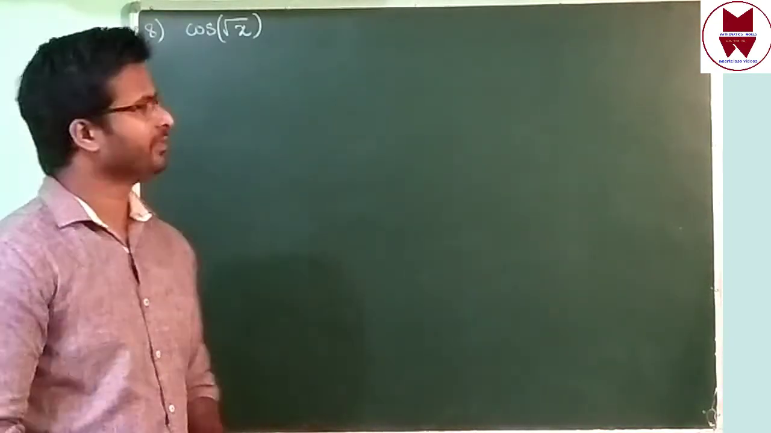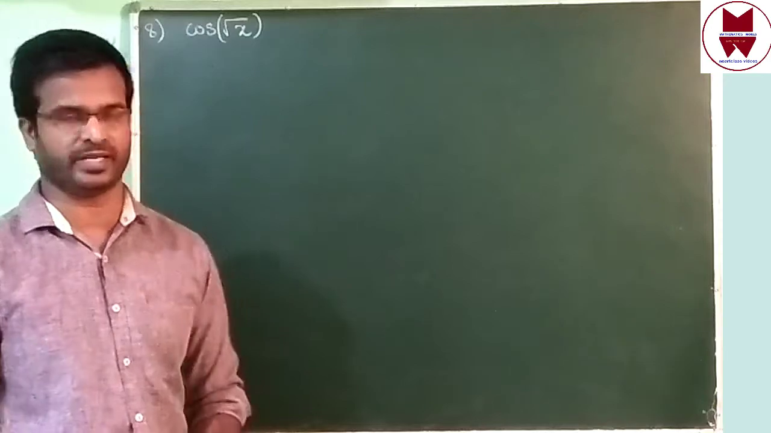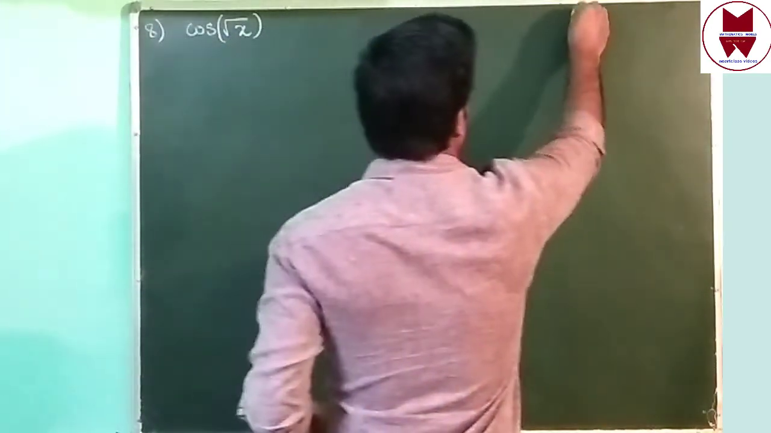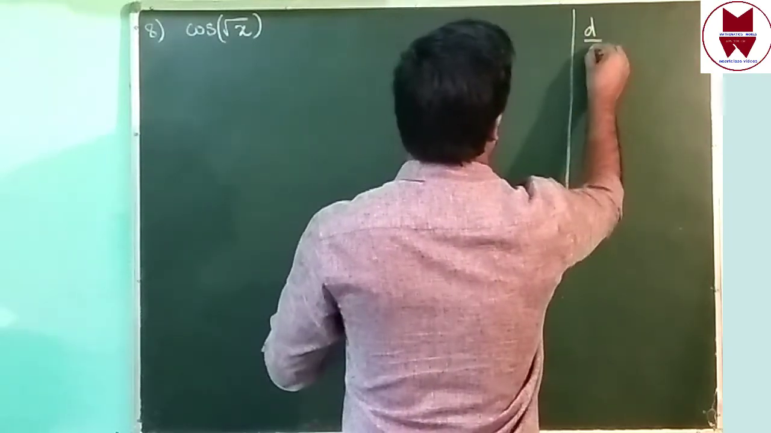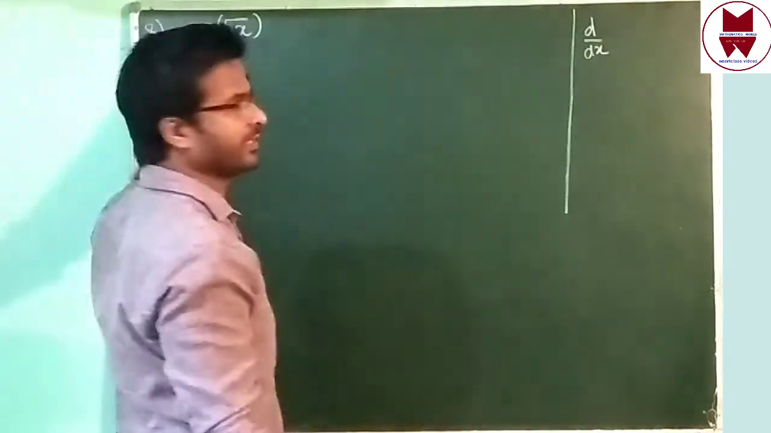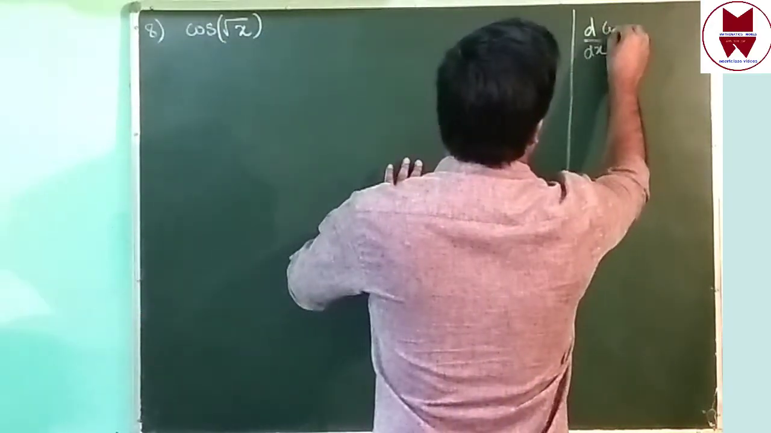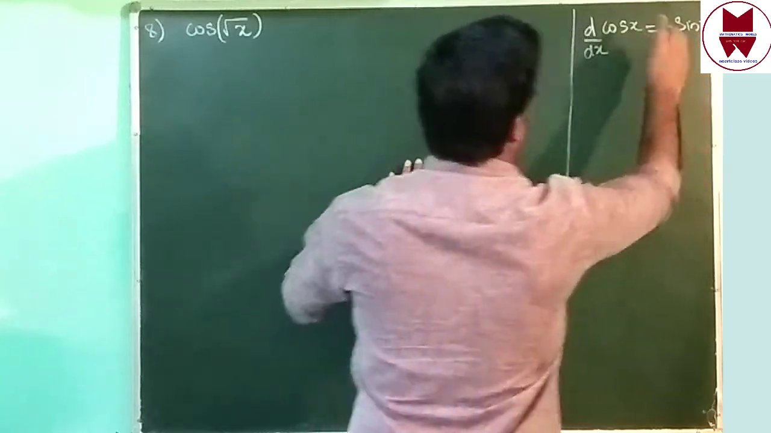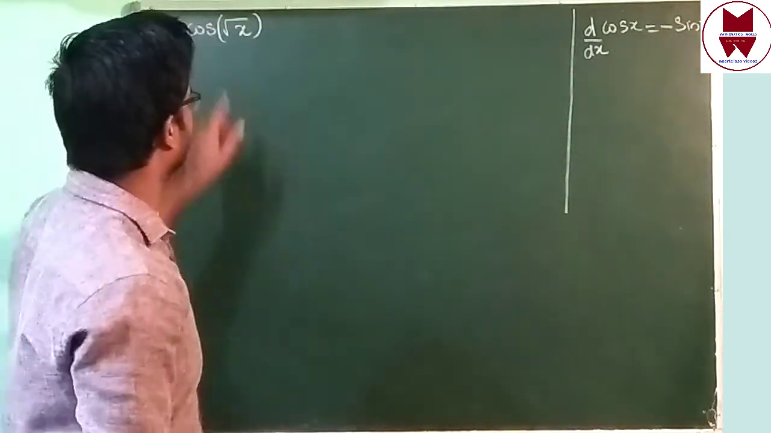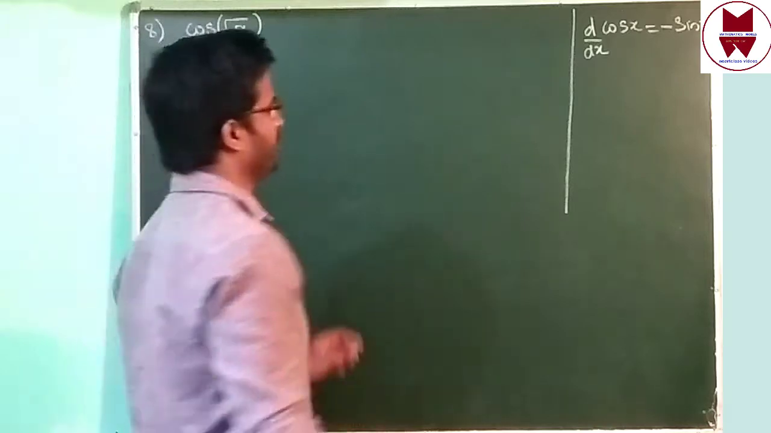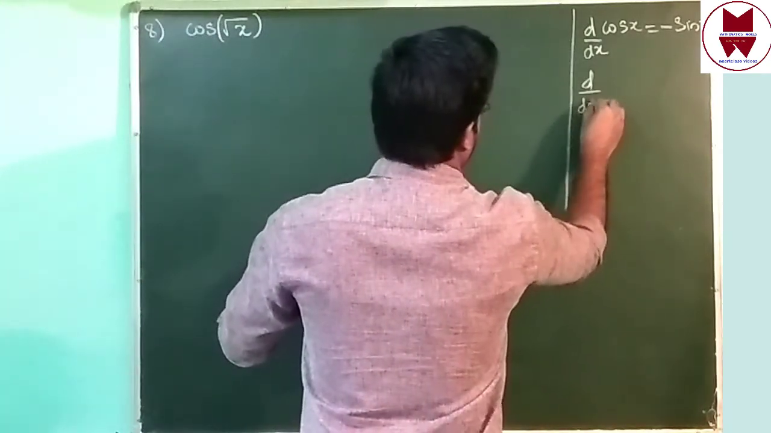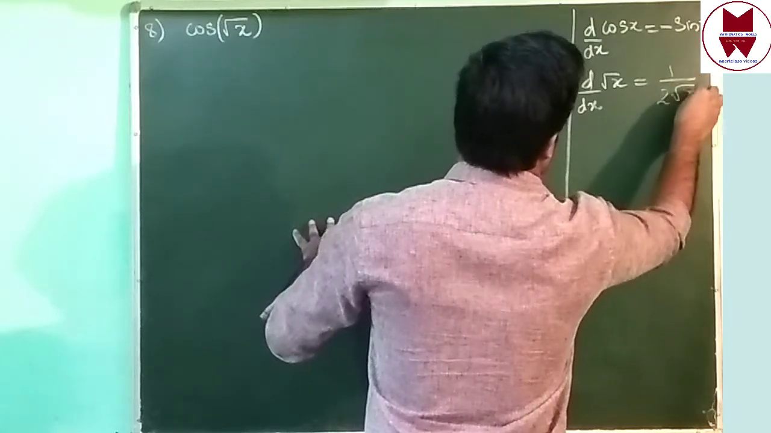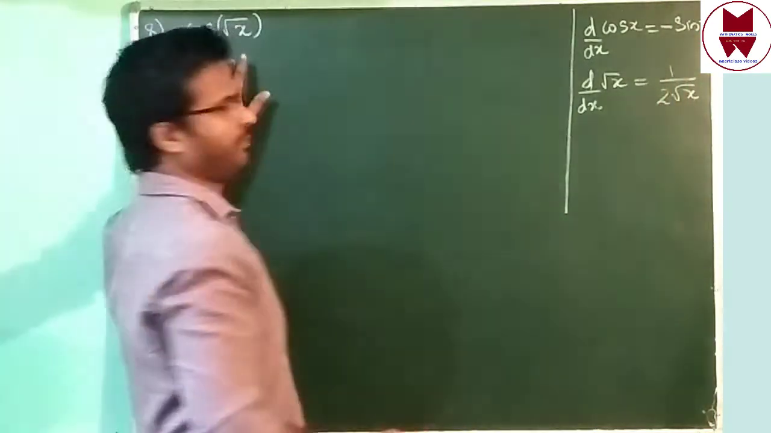Question number 8 is a similar question: differentiate with respect to x. The given function is cos root x. First we will see which formulas we will use. D by dx of cos x means minus sin x. Then d by dx of square root of x is 1 by 2 root x. These two formulas we will apply here.